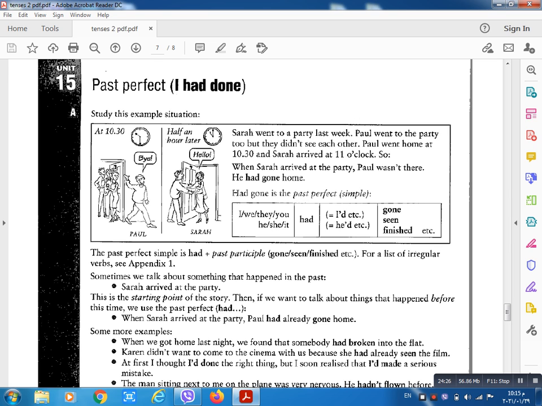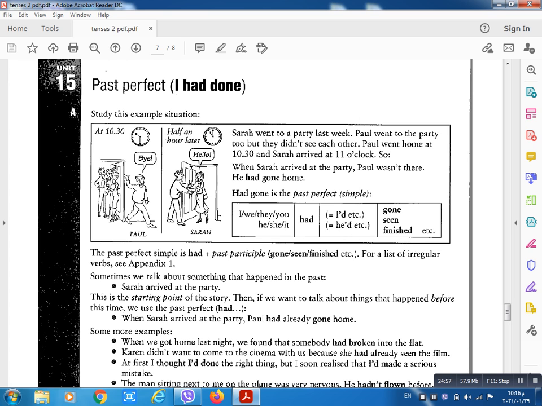Everything that happened, or the first action that happened before the starting point, will be expressed by the past perfect. Look, Sarah went to a party last week, past. Paul went to the party too, the same party. But they didn't see each other. Paul went home at 10:30 and Sarah arrived at 11 o'clock. So, when Sarah arrived at the party, Paul wasn't there.